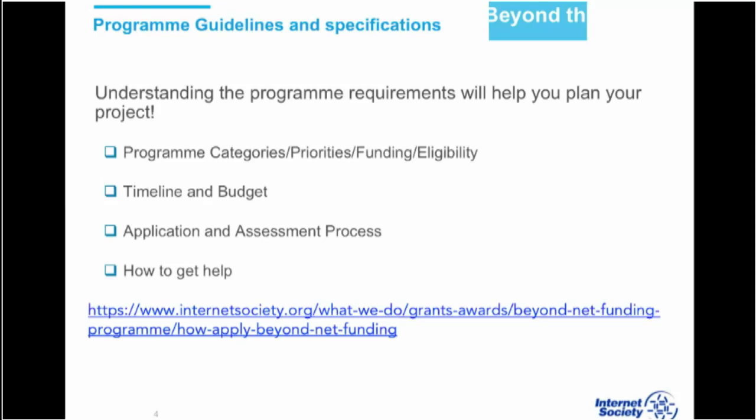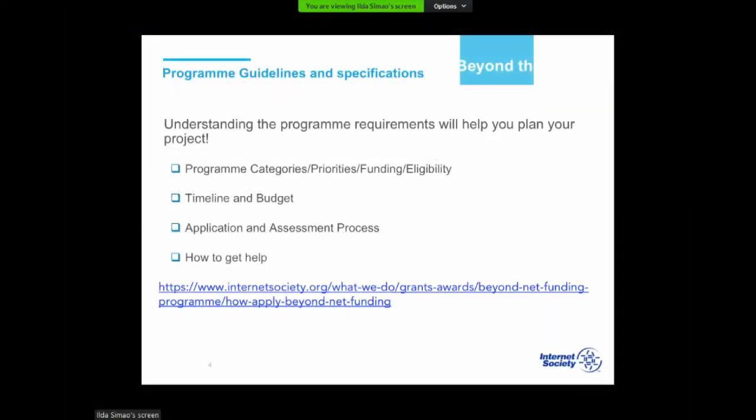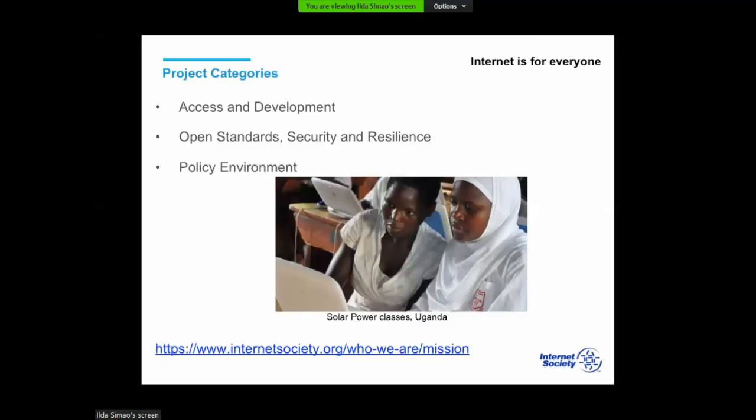We will go over the type of projects that we fund, how much we fund, and who we fund. I'll mention a few words about the timeline and the budget. And I'll also tell you a few words about the application assessment process and how you can get help. So let's start with what we fund. What type of projects do we fund?